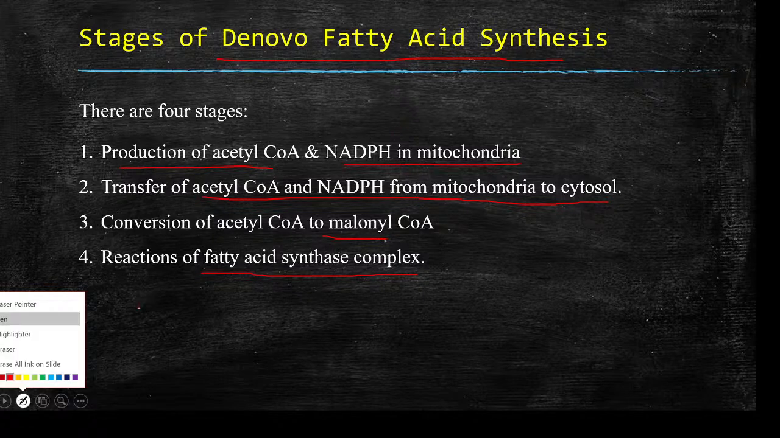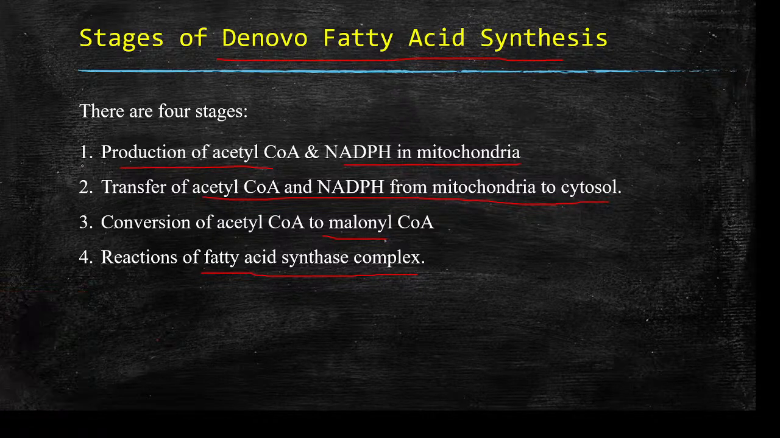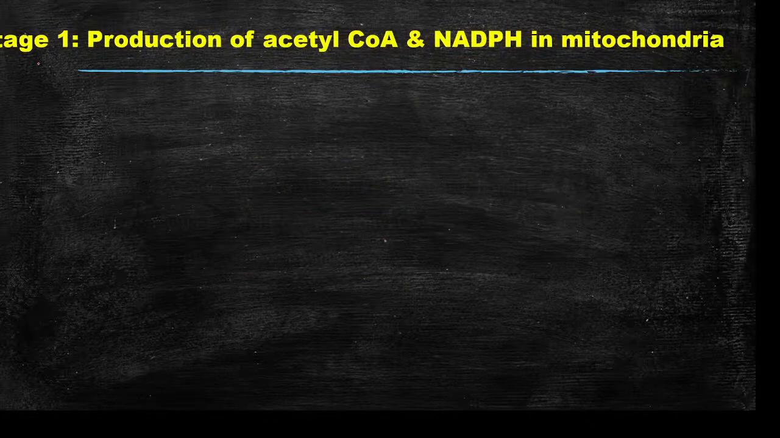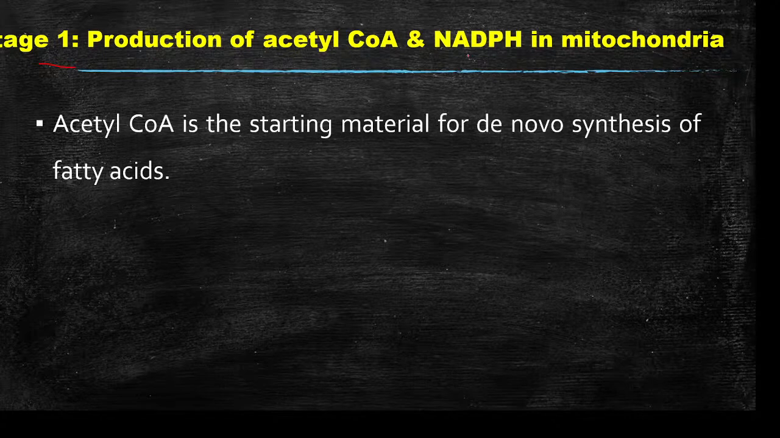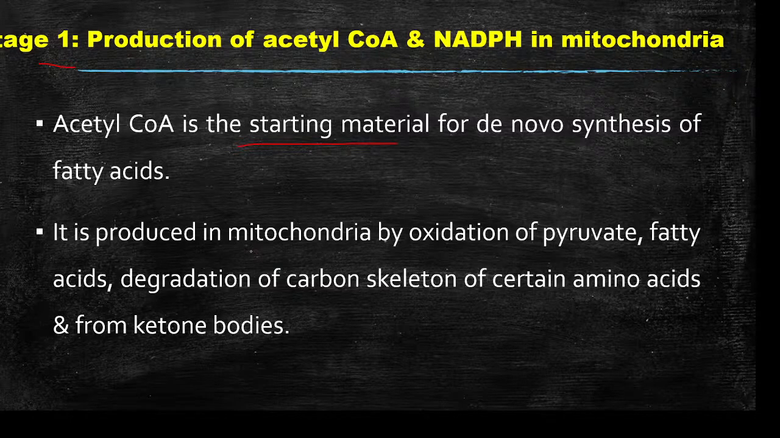Now let us study in detail each of these stages of de novo fatty acid synthesis. Stage 1, production of acetyl-CoA and NADPH in mitochondria. Acetyl-CoA is the starting material for de novo synthesis of fatty acid. It is produced in mitochondria by oxidation of pyruvate, fatty acids, that is beta oxidation, degradation of the carbon skeleton of certain amino acids, and from ketone bodies.